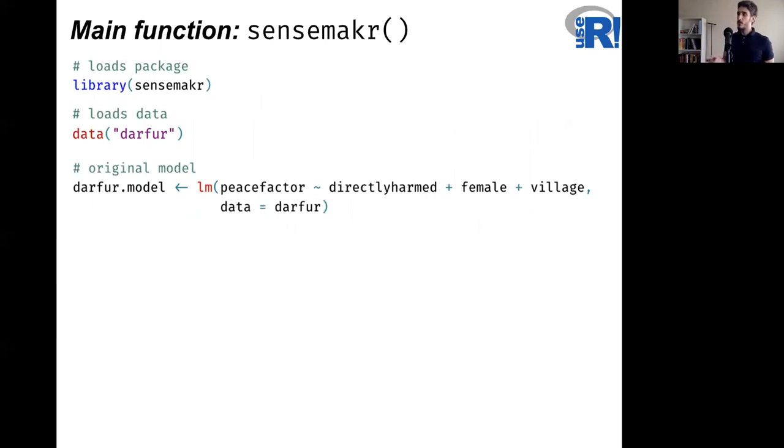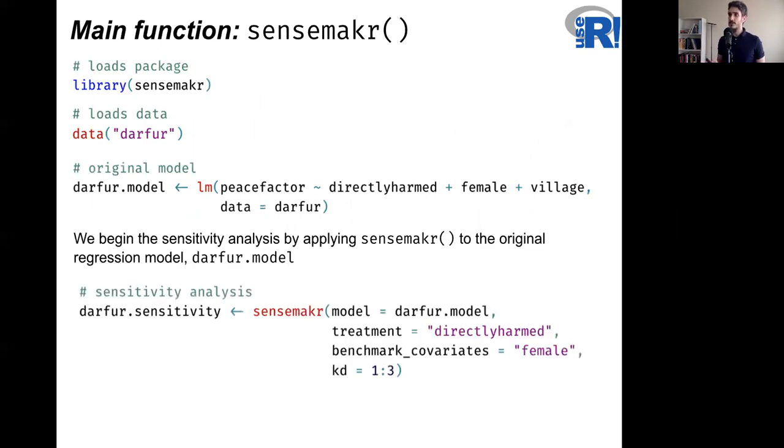Here, I'm repeating the code we already had, loading the package, loading the data, and running our original LM model. And now the only extra step we're going to do is to begin the sensitivity analysis by applying the function sensemakr to our original model, Darfur model. And the most important arguments of the function call are, first, of course, the model. And here we include the original regression, in our case, Darfur model.